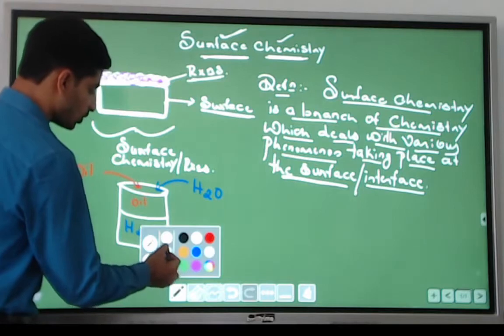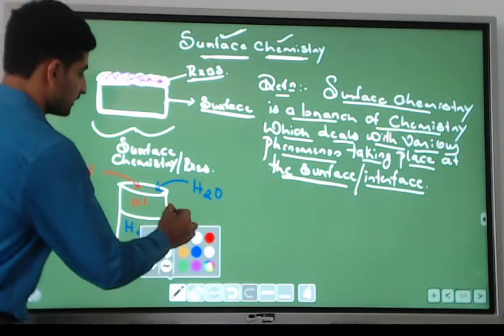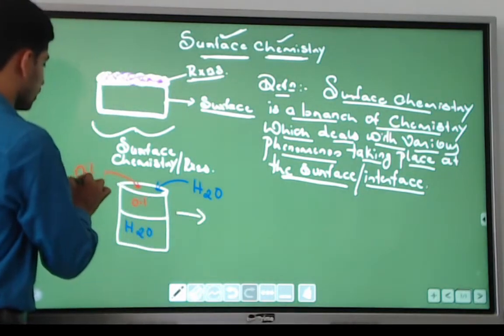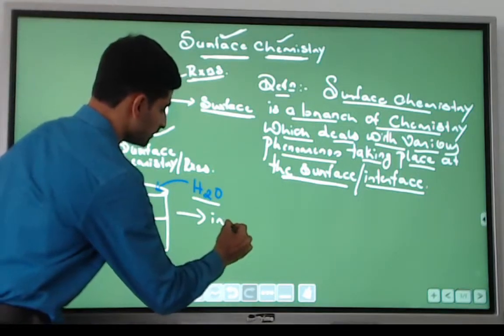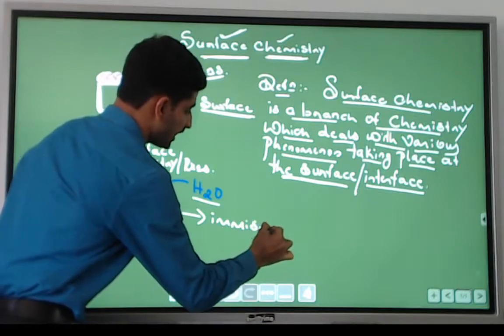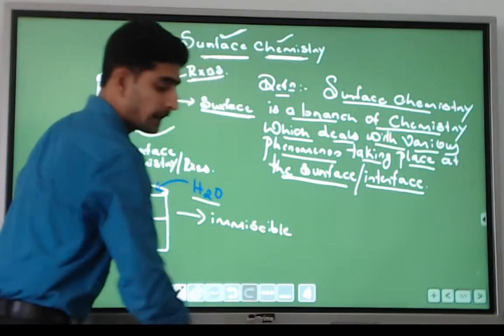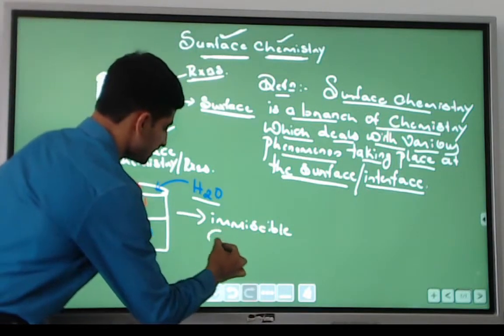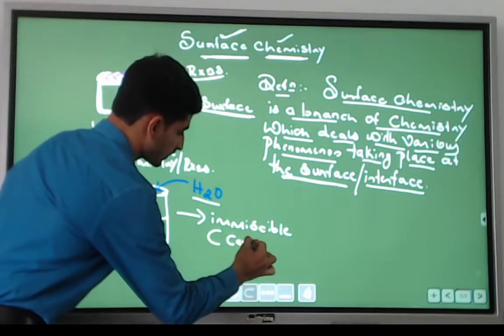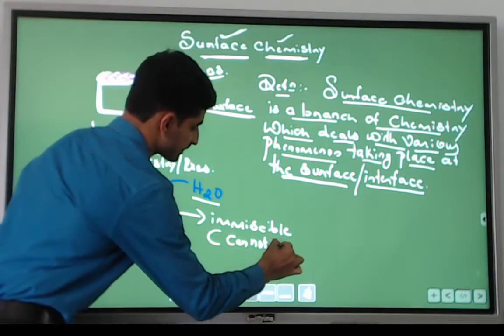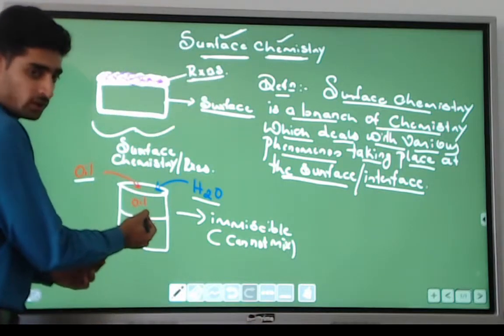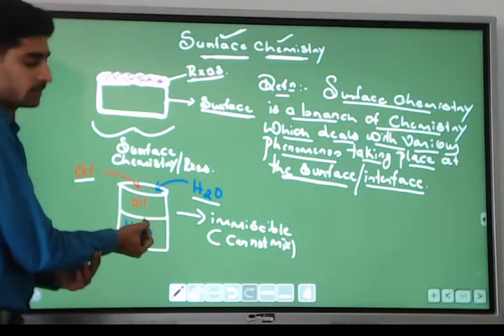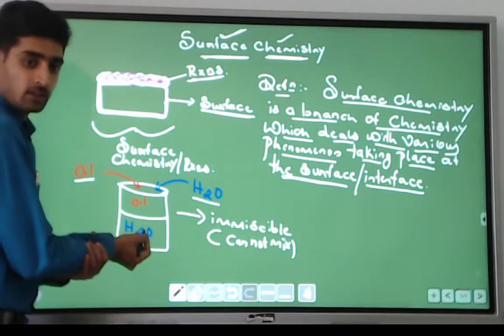As we already know, both the liquids, oil and water, are what? Immiscible. Now the question arises, what do you mean by immiscible? Immiscible means they cannot mix. As a result, oil will be floating on the surface due to the presence of fatty acids, and water will be at the bottom.